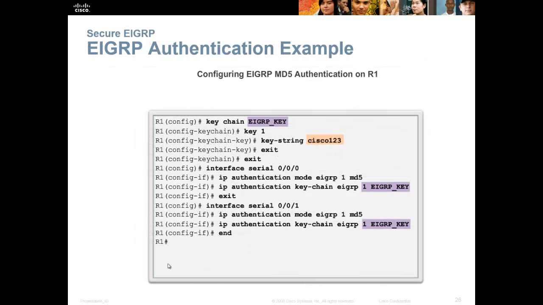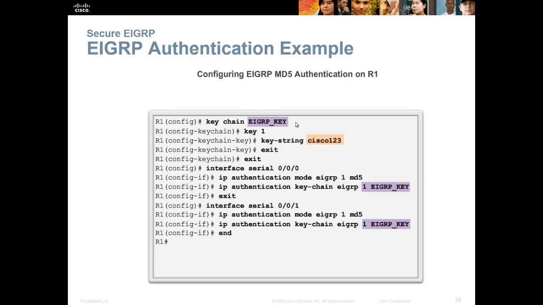So let me show you what it looks like. First I have to create the keychain: keychain EIGRP_key. That's the name of my keychain. Your keychain can have multiple keys, and you can set these to cycle through different keys. You can set time values on keys, but again, that's way beyond the scope of the course.